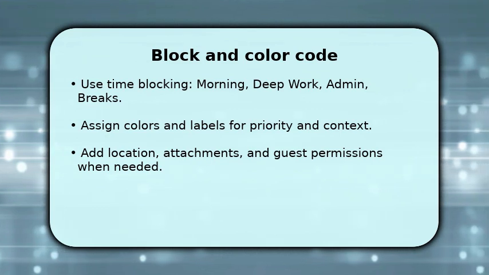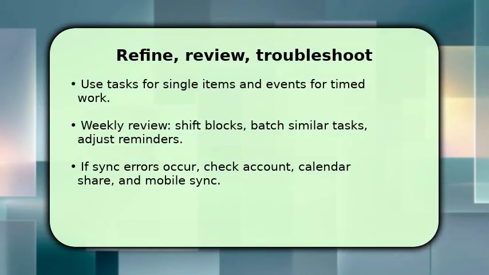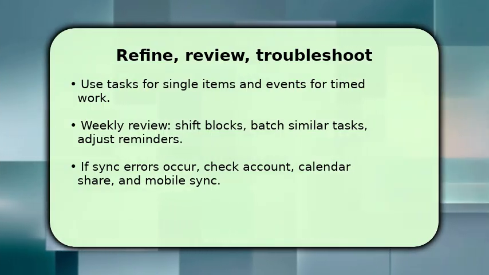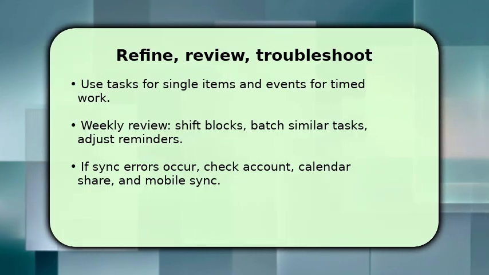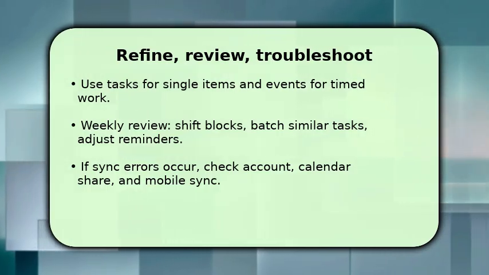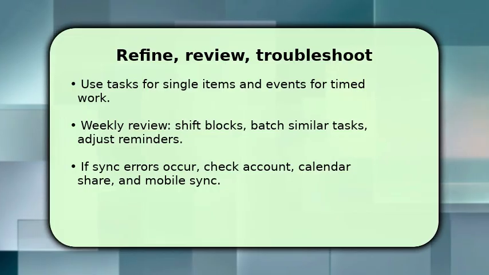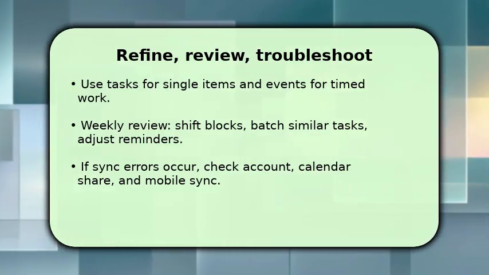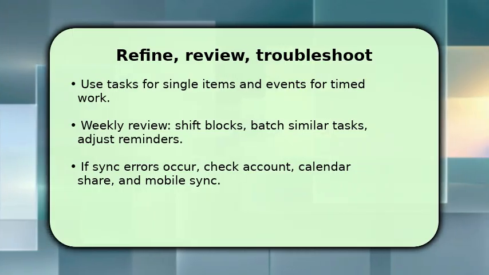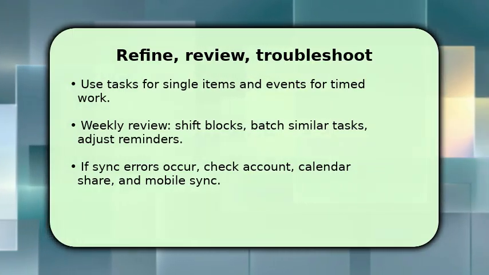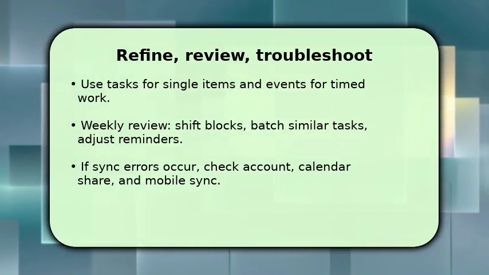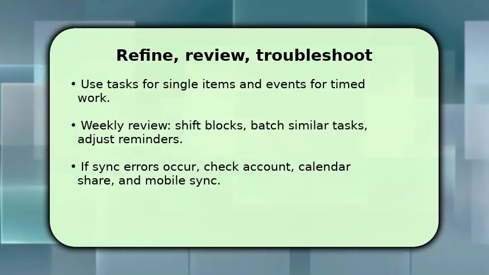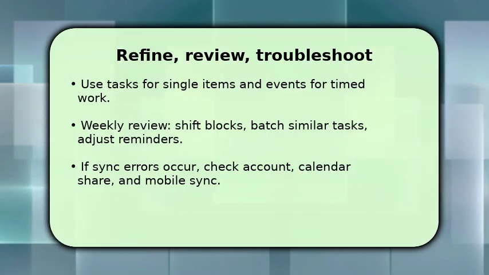You finish by refining. Convert quick to-dos into tasks for checklist behavior and keep events for timed commitments. Perform a weekly review, move recurring blocks, batch similar work, and tighten notifications. Make sure default reminders and color rules persist across devices. If something goes wrong, troubleshoot by verifying the correct Google account is active, resyncing the calendar on mobile, and checking sharing permissions. Often a simple toggle or relogin fixes missing events.